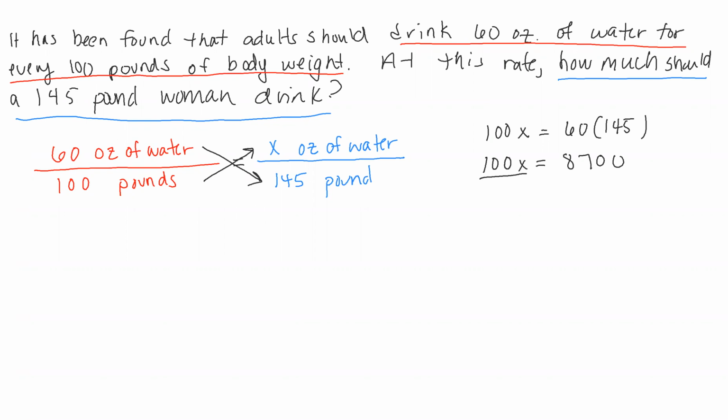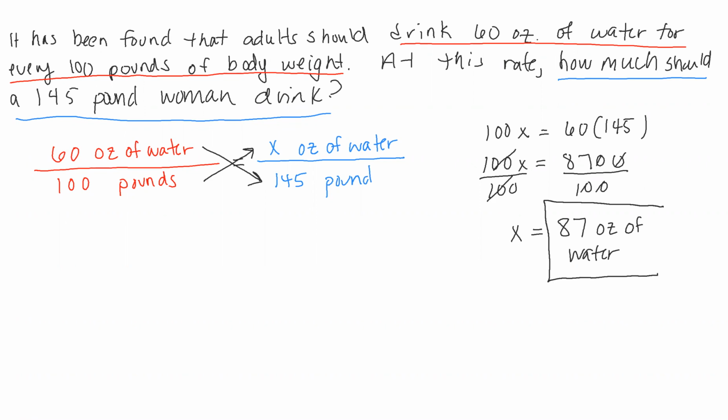We divide by 100. Remember, we're trying to undo what has happened to X. Our goal is to get X alone. X was multiplied by 100. We undo that by dividing by 100. But to maintain equality, if you do something to the left, do the same something to the right. So we divide both sides by 100. On the left, the 100s cancel, leaving just X. And then on the right, we divide and we get 87. 87 what? Well, this woman should drink 87 ounces of water.